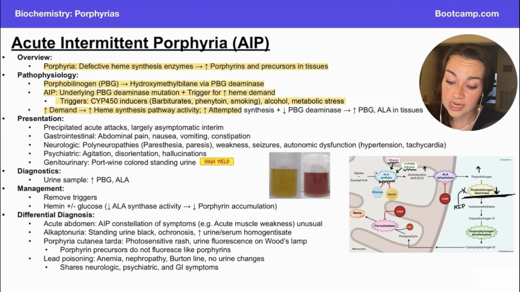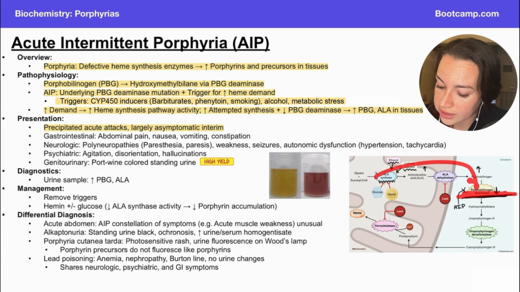But the increase in that attempted synthesis with the decreased PBG deaminase means that we hit a wall and we just end up with a massive buildup of heme synthesis intermediates in the tissues. Namely, in the case of AIP, PBG and ALA are the intermediates that are building up. So AIP will present clinically during a precipitated acute attack, precipitated by one of those triggers we talked about, but they are largely asymptomatic in the interim. Like we said, that buildup of intermediates is not going to be so bad just under normal demand for this pathway. We just run into problems when we really flood the system.